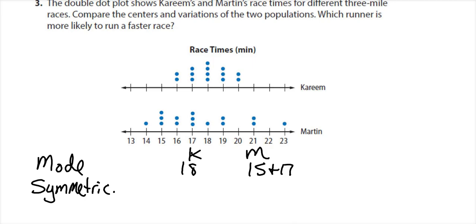And then symmetric. Is Kareem symmetric? Meaning, can you take that middle there and fold it over and match it up? And yes, it would actually lay flat. So this one is symmetric. And then if you look at Martin's, his is not symmetric. His is all over the place. So this would be not symmetric.